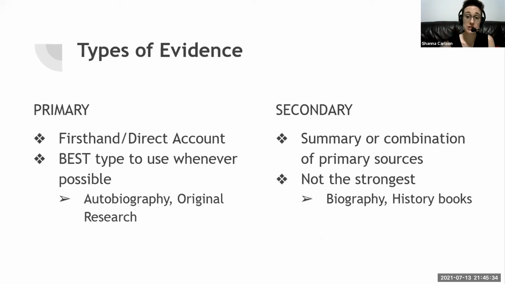Primary evidence is firsthand direct account evidence. It is what comes from seeing it happen or doing the actual research and publishing about your own study. Okay, so an autobiography, anyone that's written anything in a peer-reviewed journal, anything like that. It is the best type of evidence to use whenever possible because, and this came up kind of in the last one, humans are biased, right?